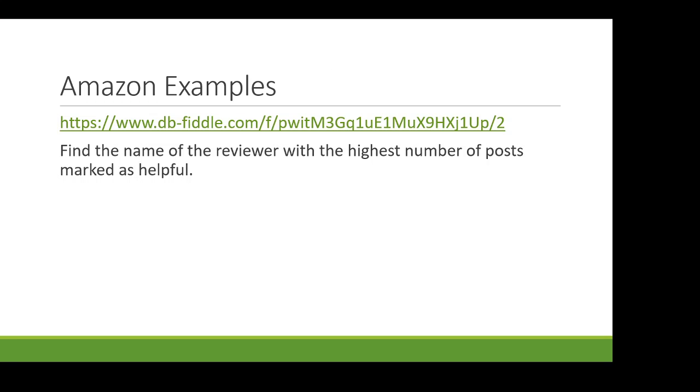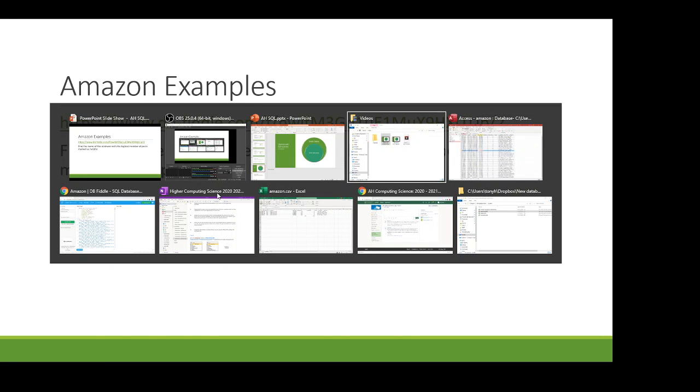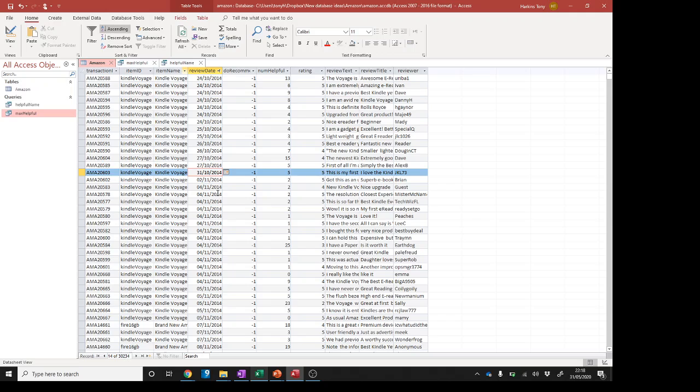So we're going to start with an example using a sample of an Amazon database, a review database with thousands of reviews in it. There's a copy on DB Fiddle and I've got a copy on Access too. We're going to start by remembering how we did it in Hire.